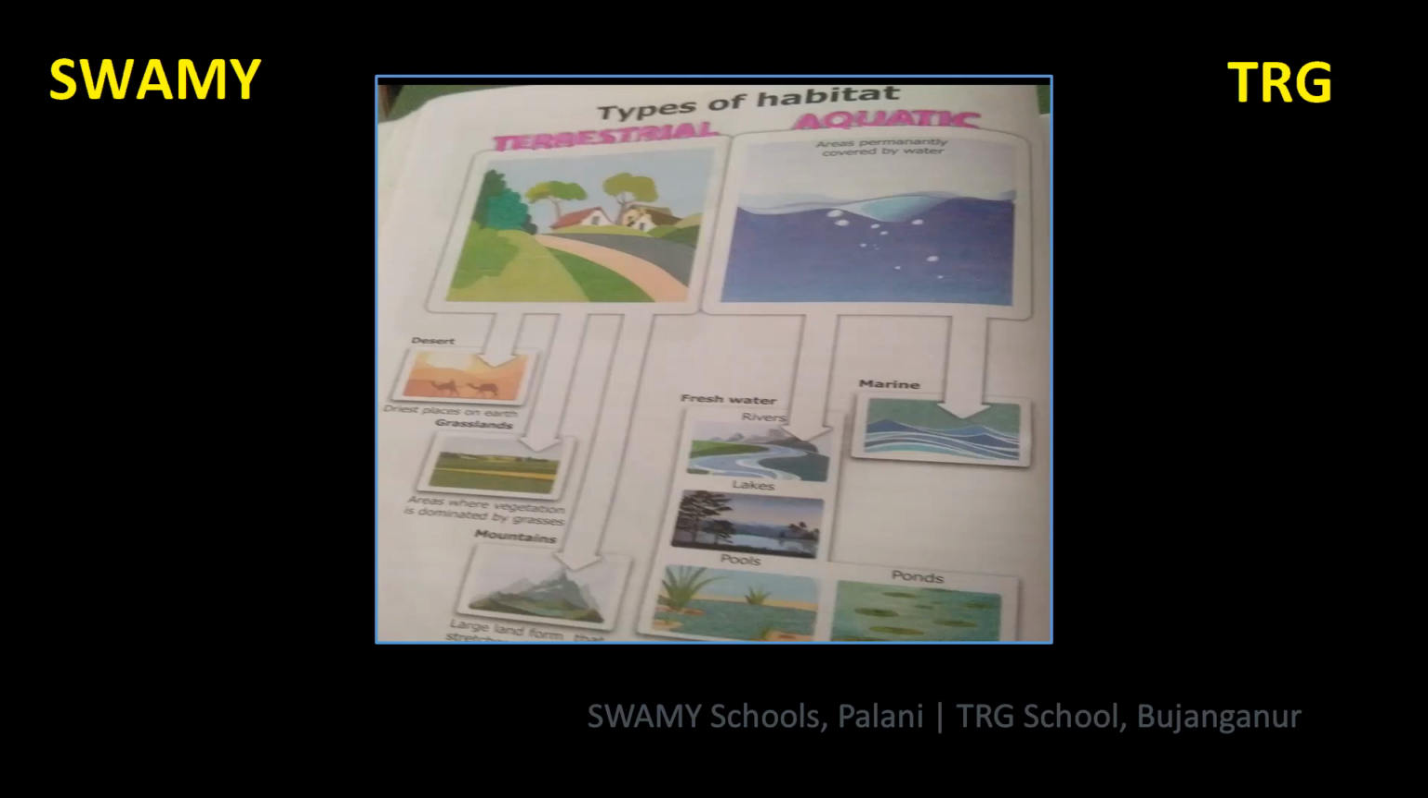Types of habitat concept map. Habitats are divided into two types: terrestrial habitat and aquatic habitat. Terrestrial habitat includes desert, grassland and mountains. Aquatic habitat includes freshwater habitat and marine water habitat. Freshwater includes rivers, lakes, pools and ponds.